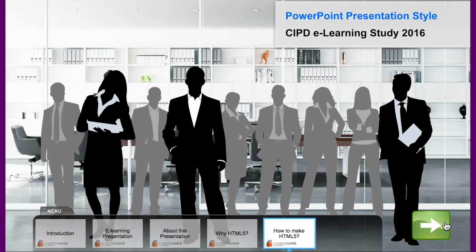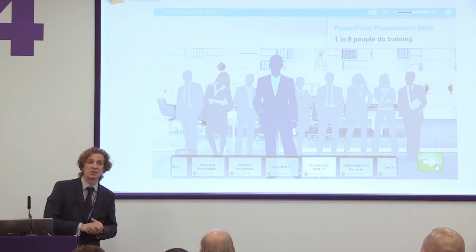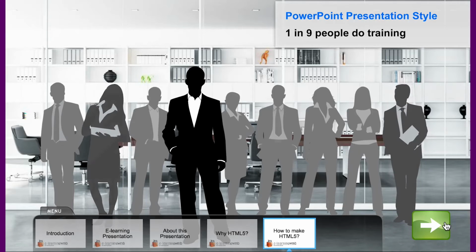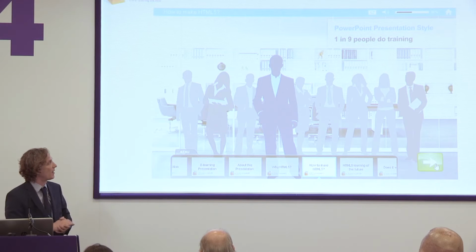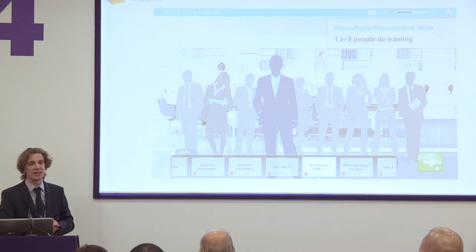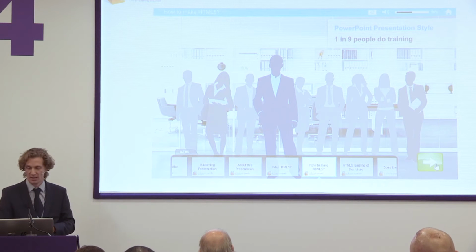If we have a look at a recent CIPD e-learning study in 2016, they found that in implementing e-learning, 3 out of every 9 employees would carry out the e-learning on an average course, and of those, only 1 person would complete the training. So we're looking at 1 in 9 people successfully completing e-learning. Now, why is that the case? I think we have to seriously, as an industry, look at that and see how we can improve that level of engagement, that level of retention in our learning.